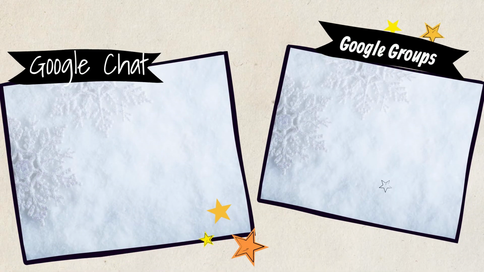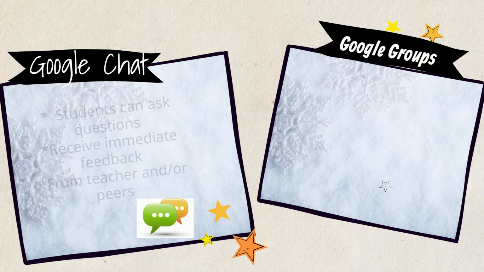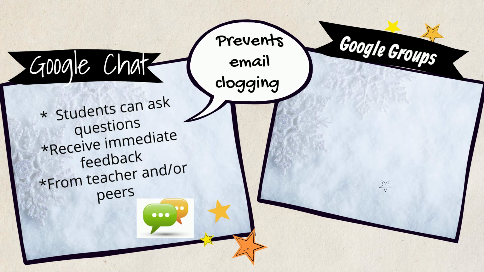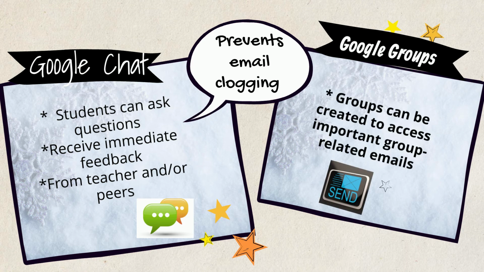Fundamentals training provided ways to increase student communication, for example, by using Google Chat and Google Groups. With Google Chat, students can ask questions and receive immediate teacher or peer feedback without clogging email or the Google Classroom feed. Google Groups can be created for convenient access to important group-related emails.